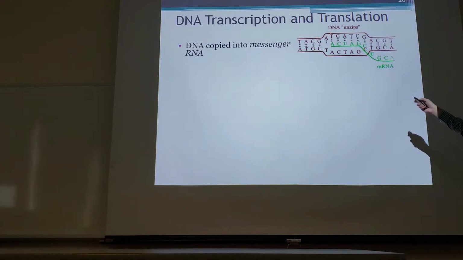So if there's a T, I'm going to use an A in the RNA. If there's a G, I'm going to use a C. If there's an A, I'm going to use a T. But this is RNA, so I'm going to use uracil, U. T goes to A, C goes to G, G goes to C, and so forth. All right? So you end up transcribing a message based on what was in the DNA.